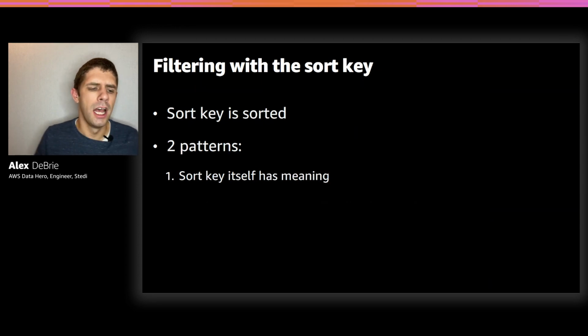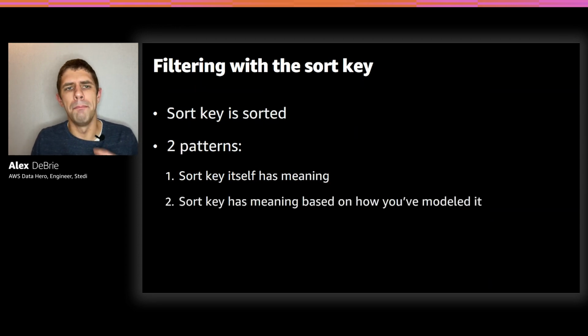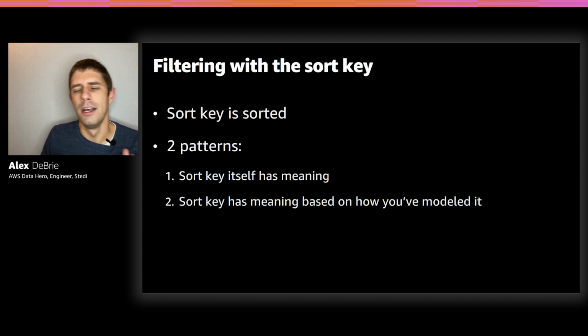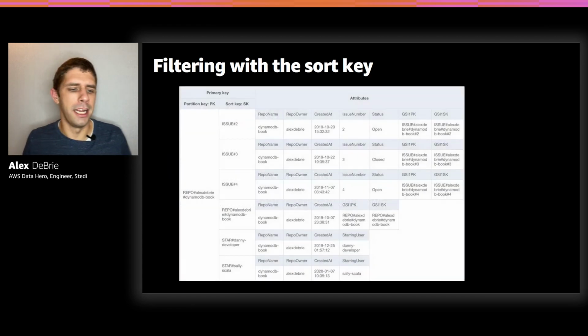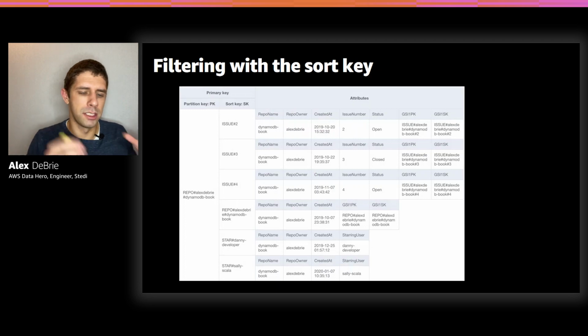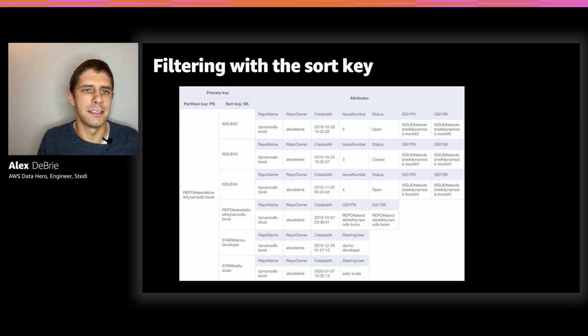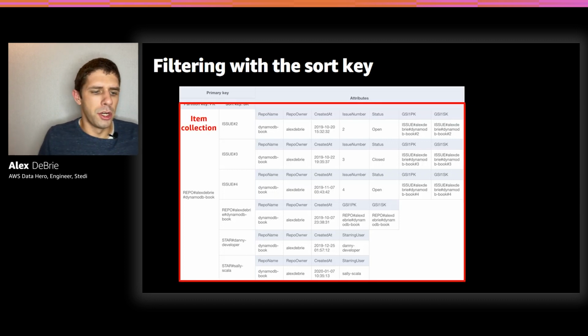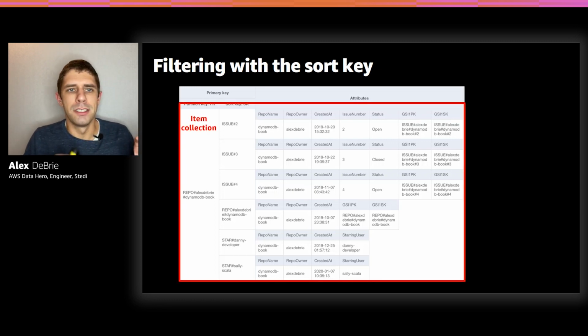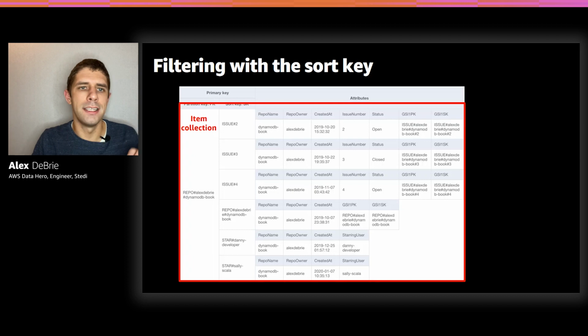But very often, the sort key might only have meaning based on how you've modeled it. And you really need to know your data model for that to work well. So let's look at an example of what I mean here. This is a more complex example. This is from the GitHub chapter in my book where we're modeling repos and lots of different things. One thing I want to show you is, look, we have 6 different items on this table right here, and they're all in the same item collection, right? They're all using the same primary key. But we have a lot of different types of items here.